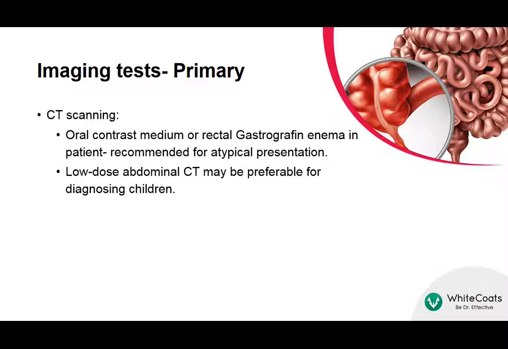CT scanning with oral contrast medium or rectal Gastrografin enema has become the most important imaging study for evaluating atypical presentations of appendicitis. Low-dose abdominal CT may be preferable for diagnosing children.